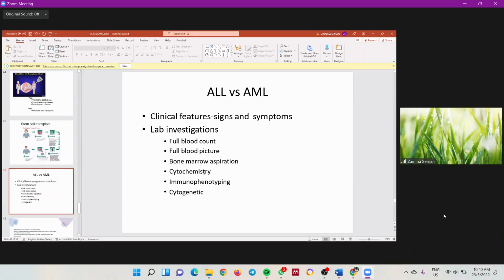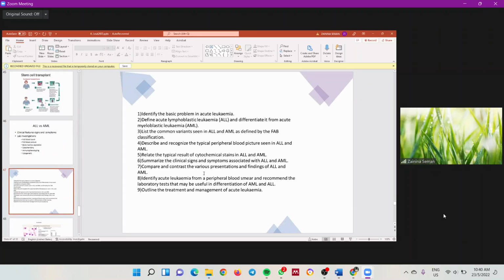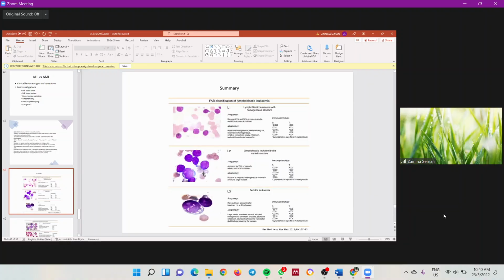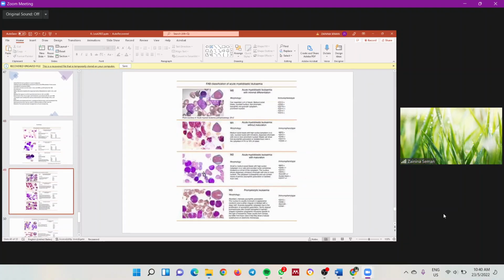The definite differentiation between ALL and AML, you must know this. So again, this is just your learning objective. This is just to summarize the FAB classification as well as their immunophenotype and morphology. This is a little bit on the AML.